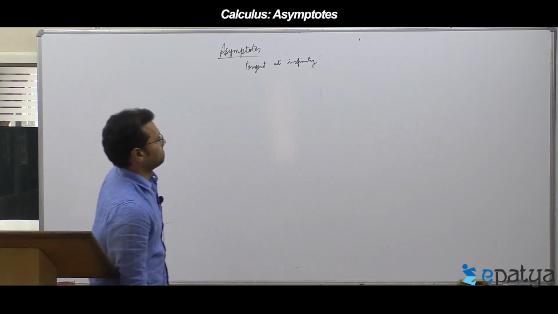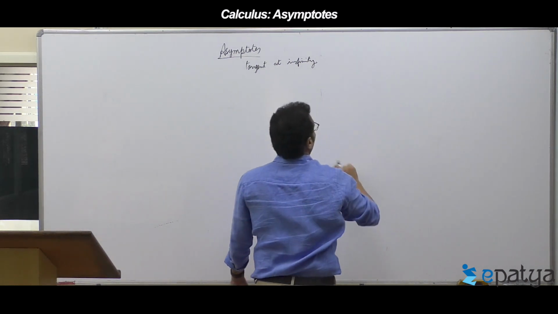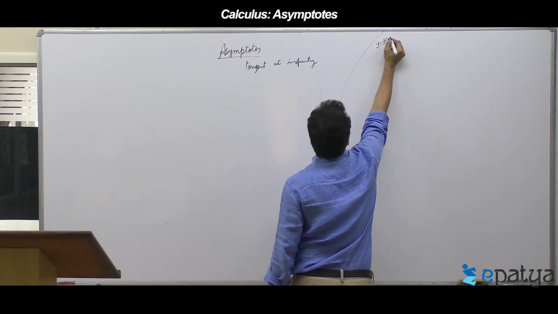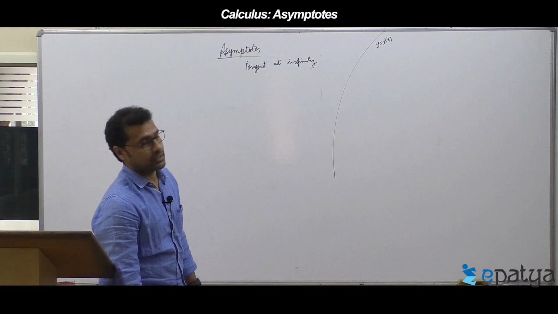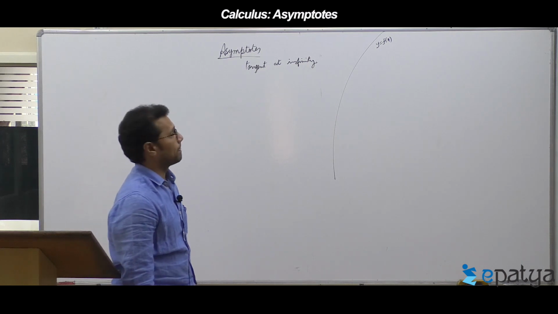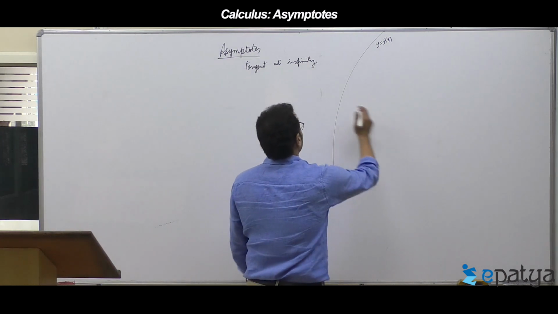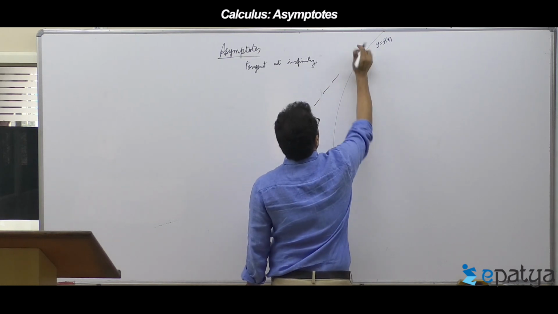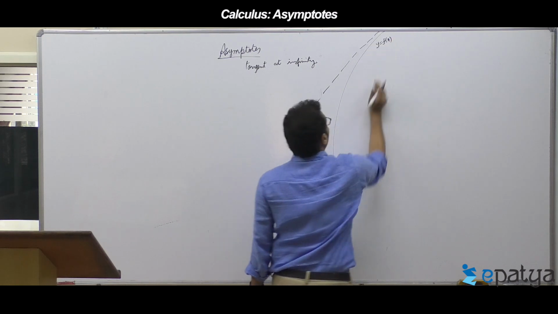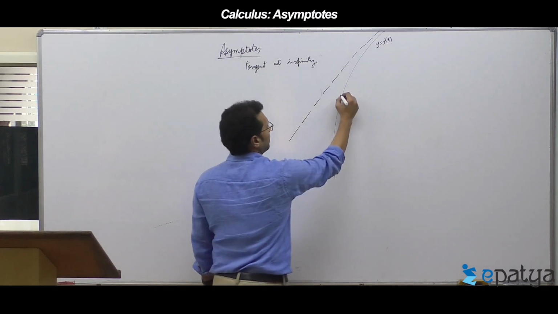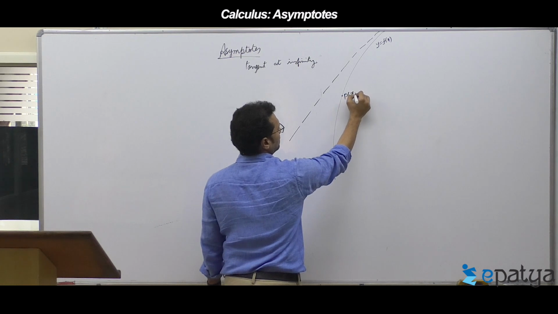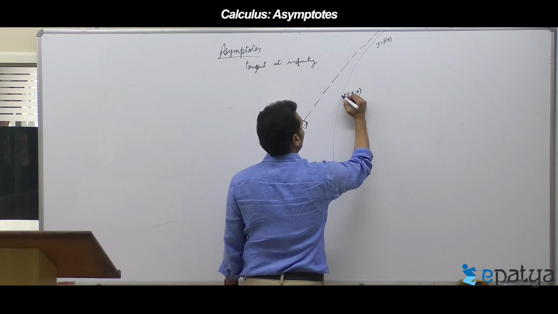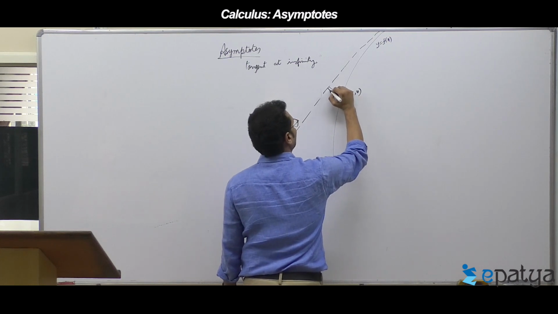Tangent at infinity. So suppose I have a curve like this, some curve which goes to infinity, y equal to f of x. Assume that there is a straight line, something like this. From a point P, x comma y on the curve, I drop a perpendicular onto that line.